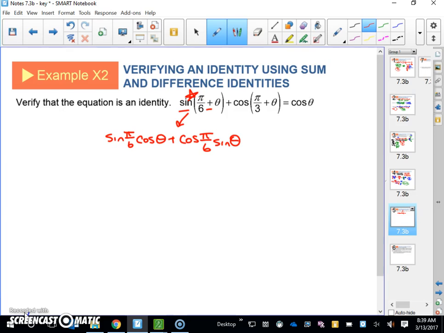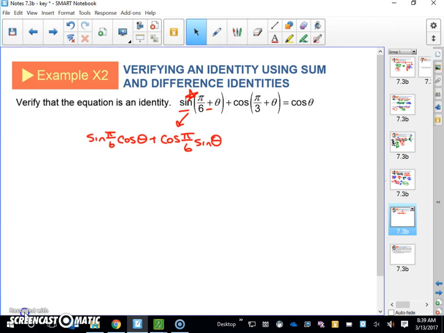No, because I haven't even looked at this yet. I haven't even looked at that yet. All I'm doing is the sine sum on that first one. So the only angle I'm looking at right now is this pi over 6.